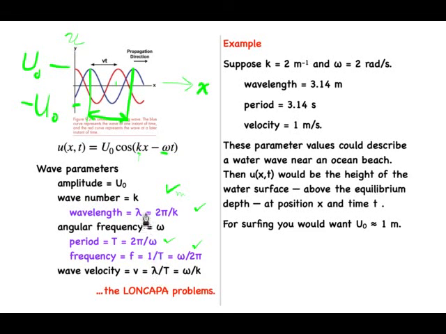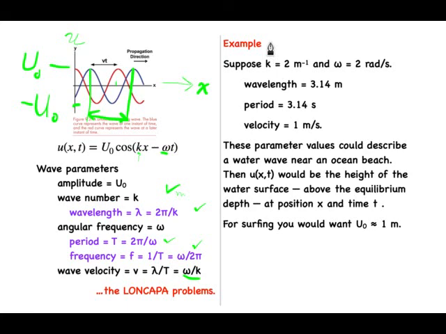Or I could say it's omega divided by k, because lambda is 2 pi over k, and T is 2 pi over omega. The 2 pi's cancel, and I get omega over k. So in terms of the parameters I use in writing down the harmonic wave, the velocity is omega over k. But in terms of this geometrical picture, it's the wavelength divided by the period.